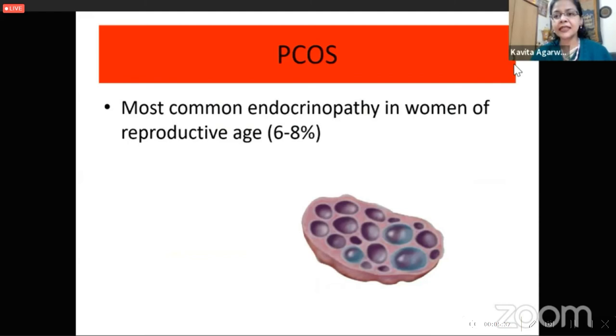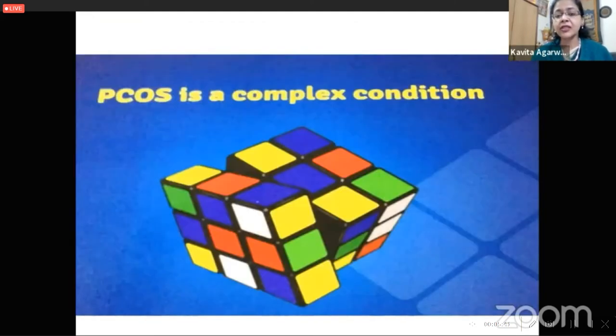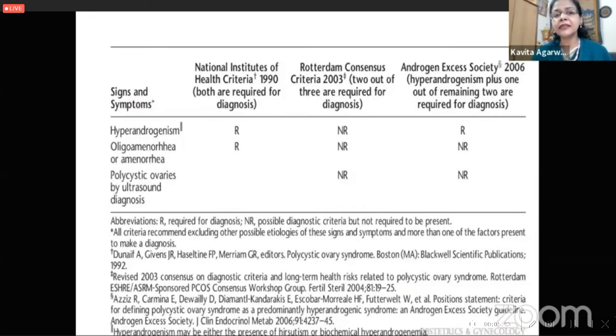So PCOS is seen in 6 to 8% of reproductive age women. It is a complex condition with 3 main diagnostic features: hyperandrogenism, which the patient can present as hirsutism or acne; chronic anovulation, which the patient can present as oligomenorrhea or amenorrhea; and polycystic ovaries by ultrasound.